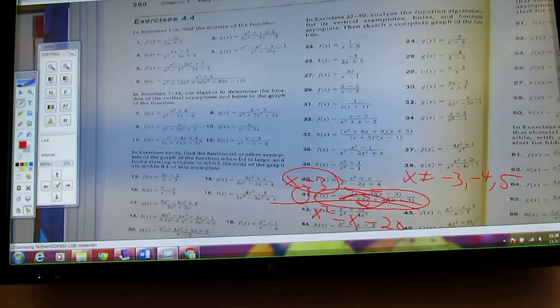Okay? And so that's going to be really what I'm looking for today. Can you factor? Can you break down the rational polynomial? Can you tell me where there are some asymptotes, whether horizontal or vertical? And that's it.